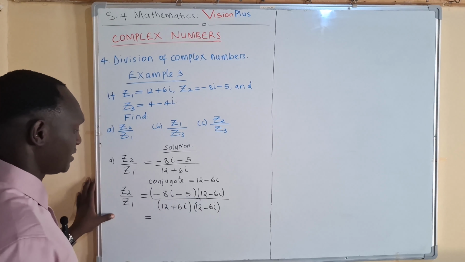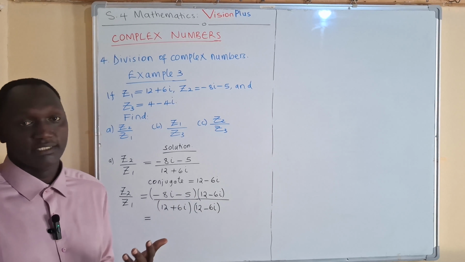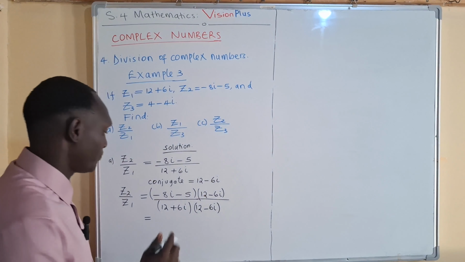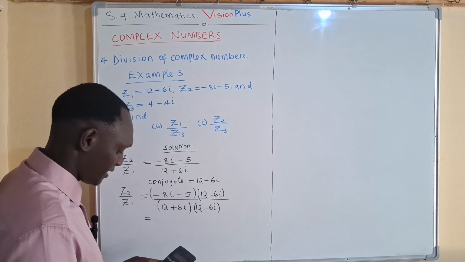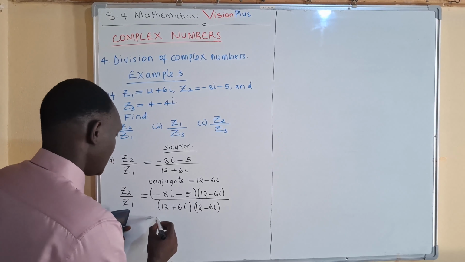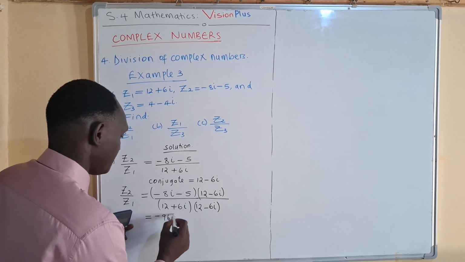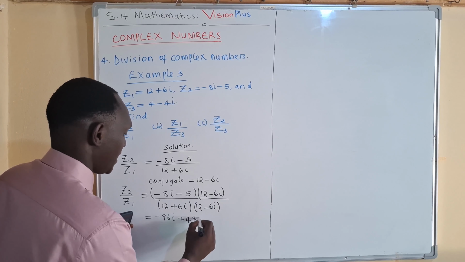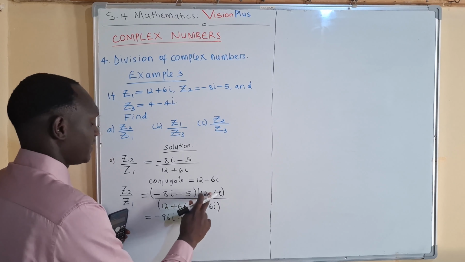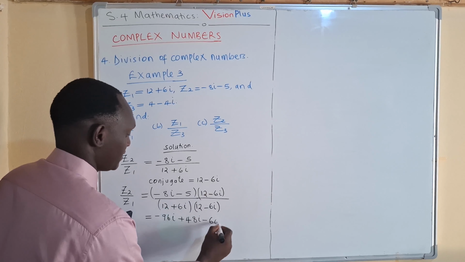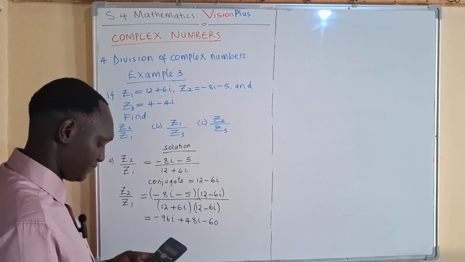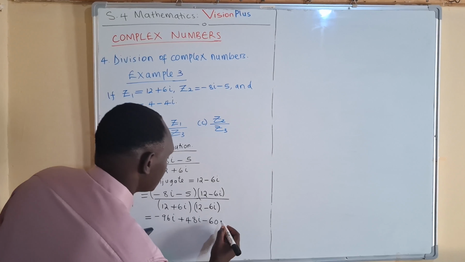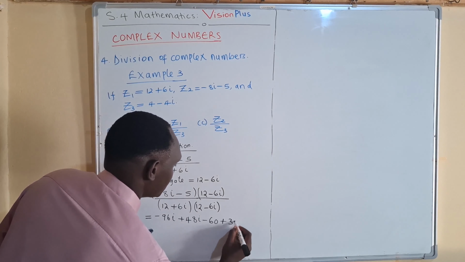If you look at these numbers, they are a little big, so use a calculator to assist you. Negative 8i times 12, negative 8 times 12 gives us negative 96i. Negative 8 times negative 6 gives us positive 48i squared. Then we come to 5. Negative 5 times 12 is negative 60. And then negative 5 times negative 6, so positive 30i.